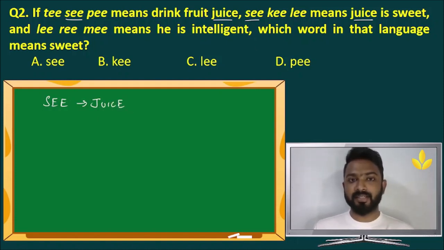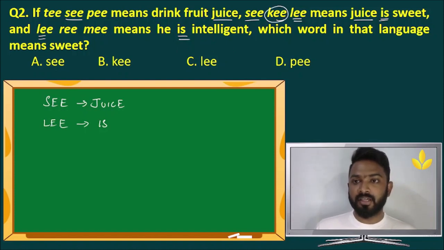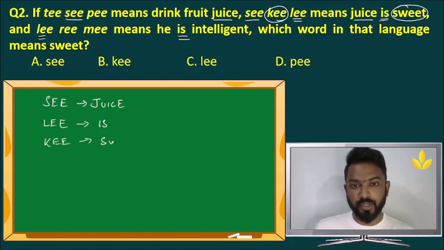Now let's compare second and third. Si, ki, li and li, ri, mi. What is common over here? Li is common. And which word is common? Juice is sweet, he is intelligent. Is is common. So li is definitely the code for is. You see, it's not in the same order. So the only thing left out over here is ki, and the only word left out over here is sweet. So ki is the code for sweet.